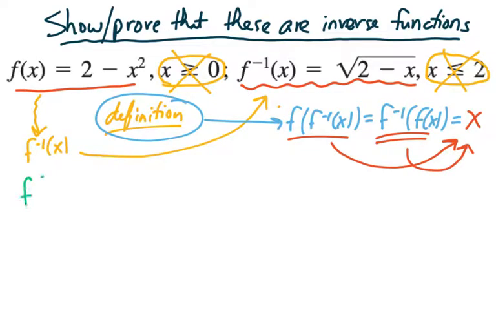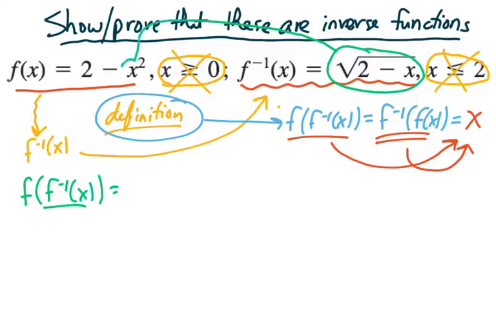Let's do f of f inverse of x. So that means you're taking the inverse function and you're going to plug it back into the original, substituting in for x. So my inverse is going to go into my original function in for x, which means he's going to go and substitute right there. Can you see it? Here's what's going to happen. We're going to get 2 minus, not x squared, but the square root of 2 minus x, squared.